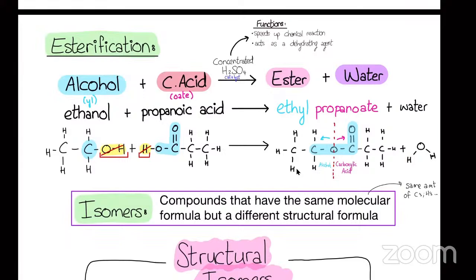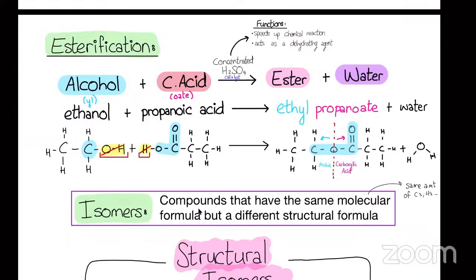Now, for the structural formula, you want to draw ethanol, okay? Whenever you draw any organic compound, what you want to do is start off by drawing the functional group, and that's what we did in each case. So the functional group for an alcohol, we drew OH. The functional group for carboxylic acid, we drew the COOH.